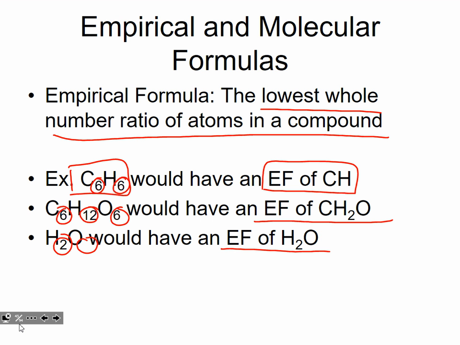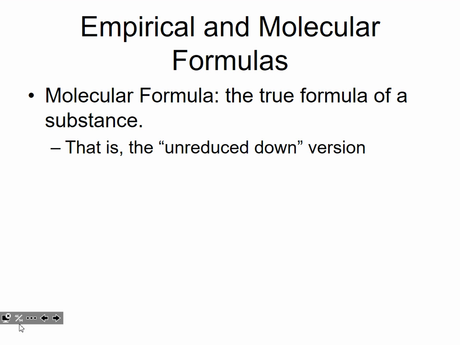So you can absolutely have a compound like water where the real formula, which is the molecular formula, is the same as the empirical formula. So the molecular formula is the true formula, the actual formula of a substance. That means it's the unreduced version. Before you take the subscripts and reduce them all the way down, we call that the molecular formula.